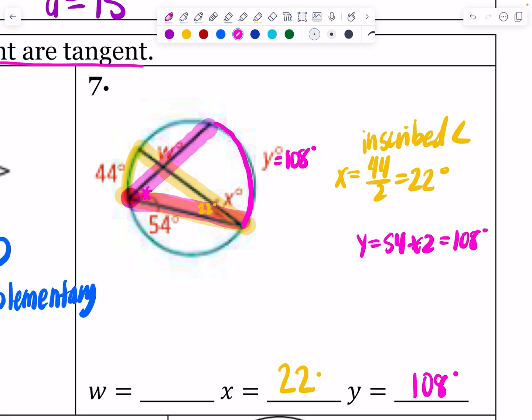Now I need to find W, so let's go find where W is at in the picture. W is happening here. It is vertical to this one. We already know that this one is 54. We know that this one's 22. If you look at this picture, we've got a triangle, this blue triangle. We know that that adds up to 180. So I'm going to do 180 minus 54 minus 22. And when I do that, I should get 104 degrees. And those are verticals. That is also going to be W. And so that's 104 degrees.